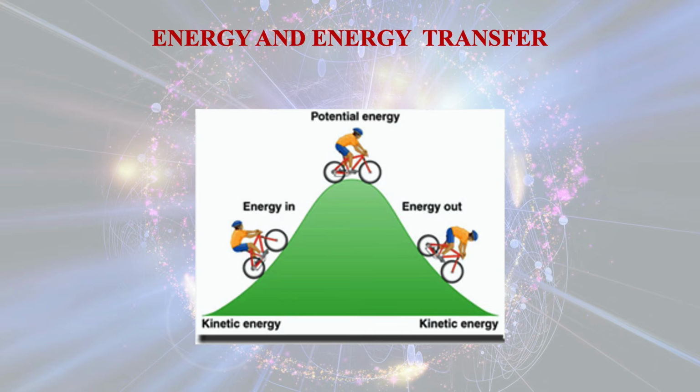But where does this energy go? Here there is a conversion from kinetic energy into potential energy. And again, when he is going down, the velocity increases. That means the potential energy is converting into kinetic energy. So this is a good example of how we transform kinetic energy to potential energy, and again from potential energy into kinetic energy.